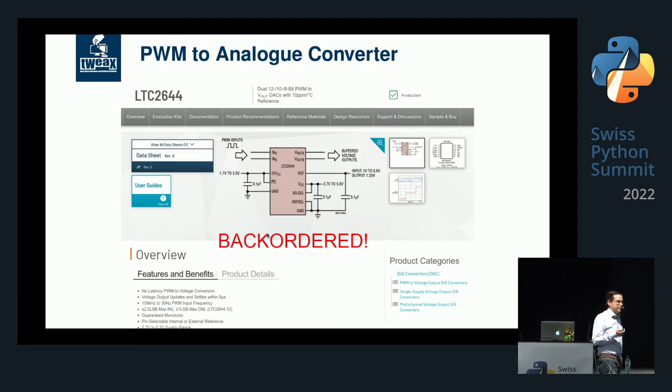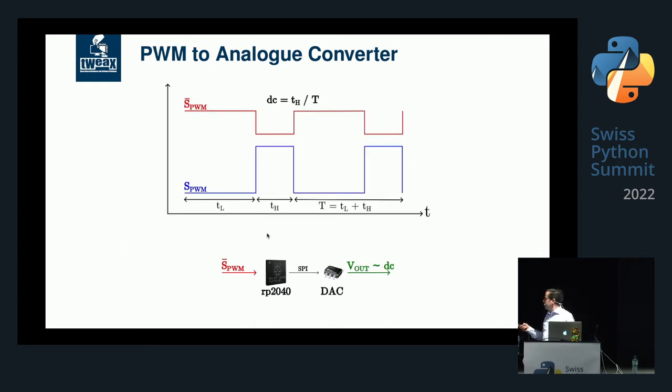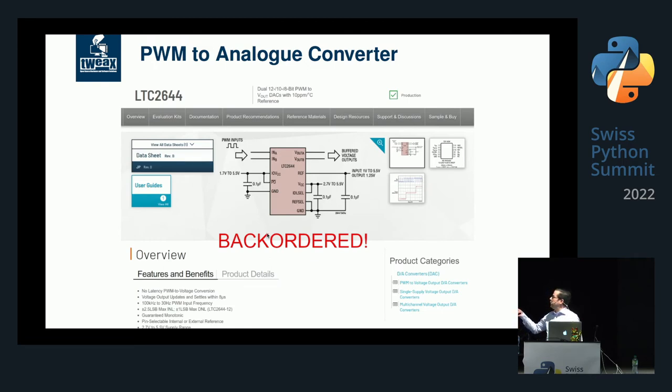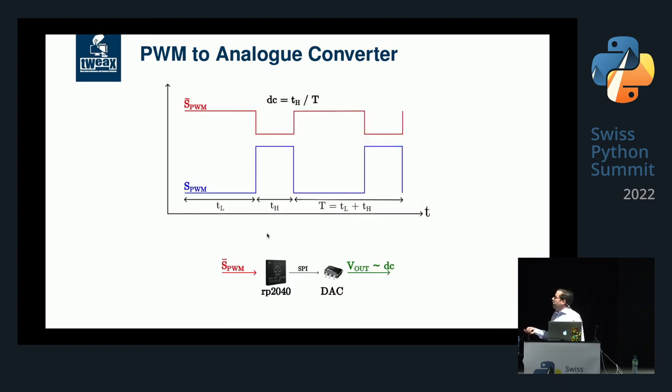Well, maybe you can wait. Ooh, okay, thank you. So either you wait or you find another solution, maybe some shady site on the internet and you don't know what you get, or you try to make your own. And so that's what we tried here. There was this part called the LTC2644, which is a pulse width modulation to analog converter. So you put in a pulse width modulation signal and you get out an analog voltage. And obviously, it was out of stock when I needed it. So I thought I could do it with the RP2040 and a DAC.